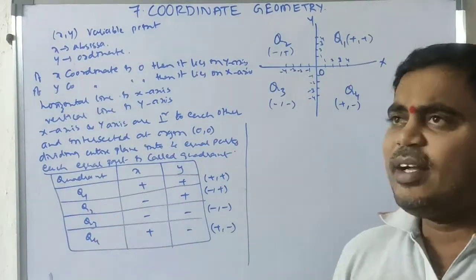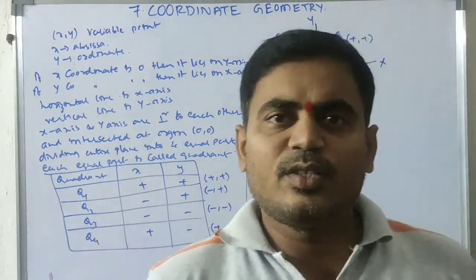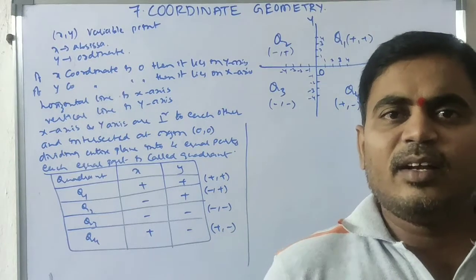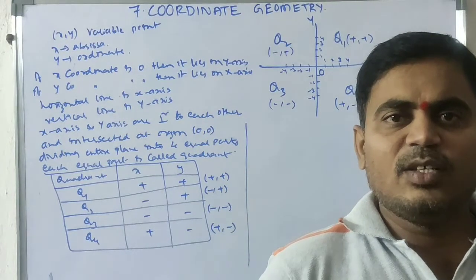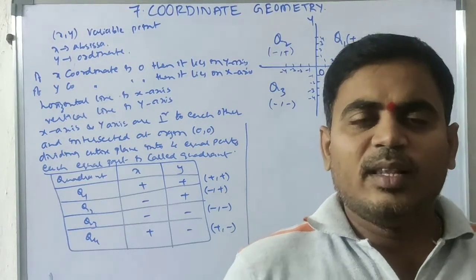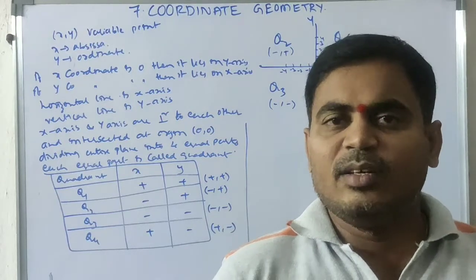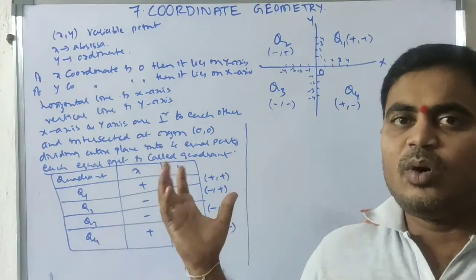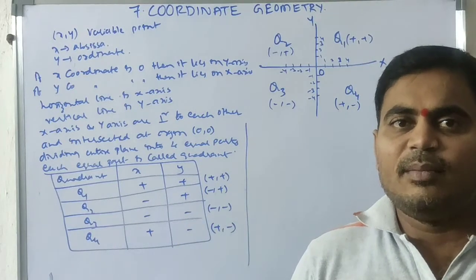If we take one point 0 comma minus 2, since the x coordinate is 0, it lies on the y-axis. 5 comma 0, the y coordinate is 0, so it lies on the x-axis. So this is the basic information about coordinates and coordinate geometry.